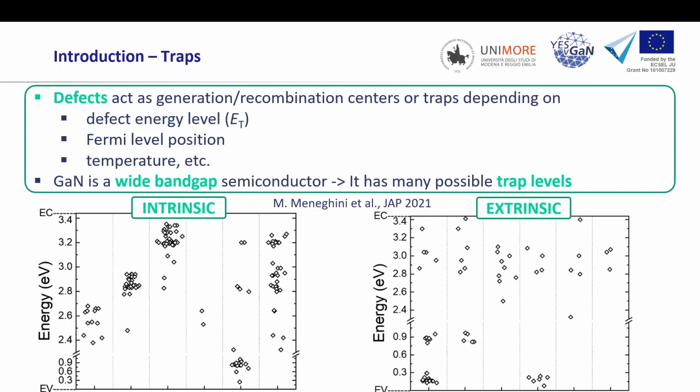Again, it is important to note that the effects of these traps will be determined by where they are positioned in energy inside of the band gap. Unfortunately, what also complicates things more is that a defect or a single impurity can also behave differently depending on the growth conditions. So it is also important to separate these.